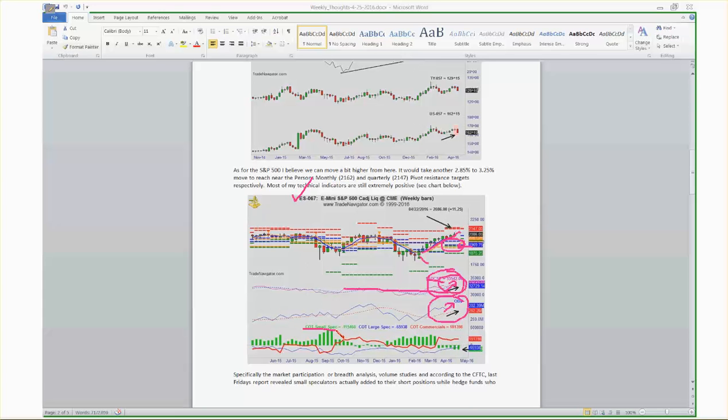This is the Commitment of Traders report. This reflects three, and I'm going to repeat that, three categories. The three categories we have listed in red are commercials, those are hedgers. We have large speculators, which are considered hedge funds, and then small speculators, which is the retail trading public.